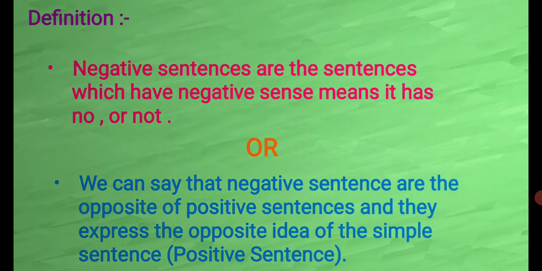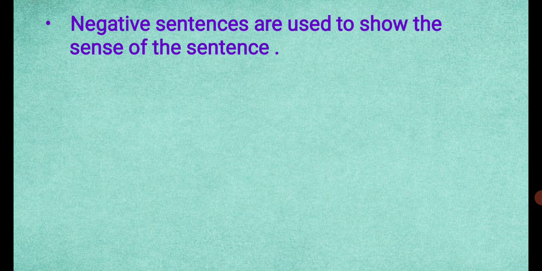Now let's see more information about the negative sentence. Negative sentences are used to show the negative sense of the sentence. As I told you, if no or not is present in the sentence, at that time we say that they are negative sentences. They reflect the negative sense of the sentence.